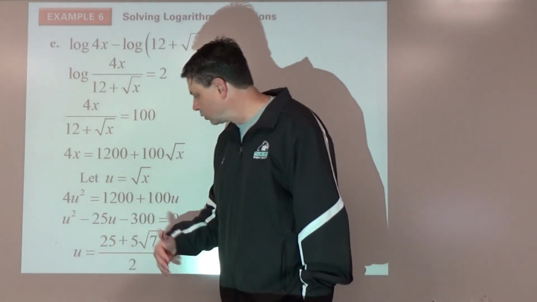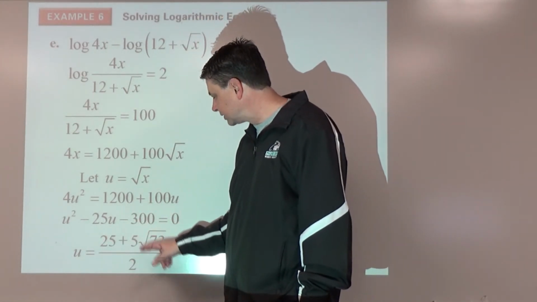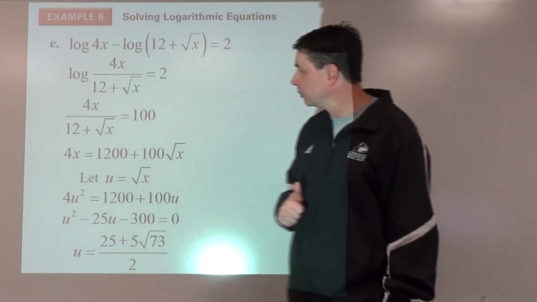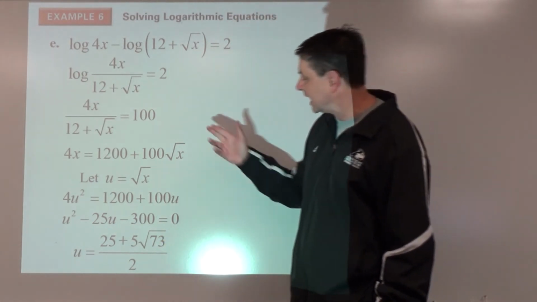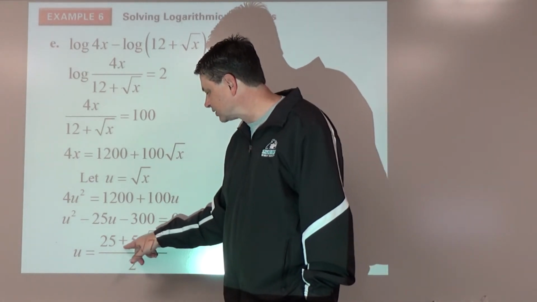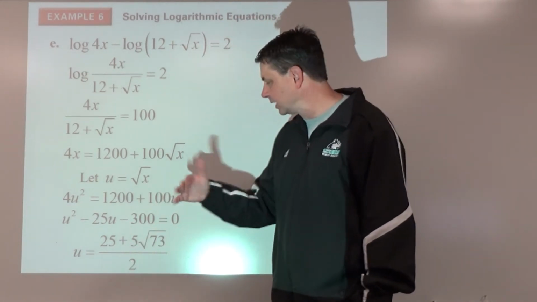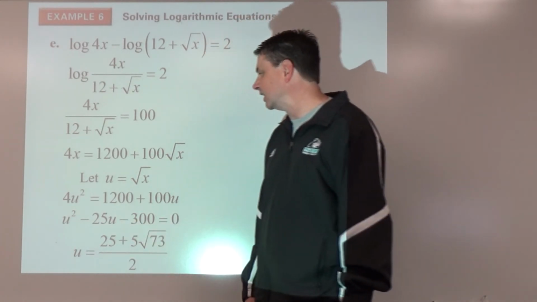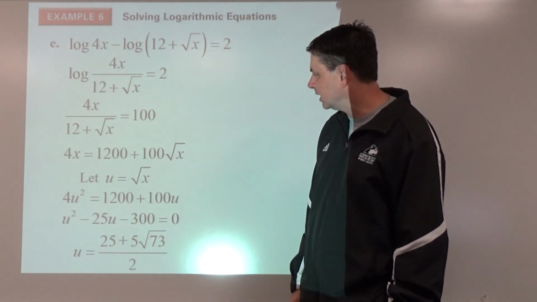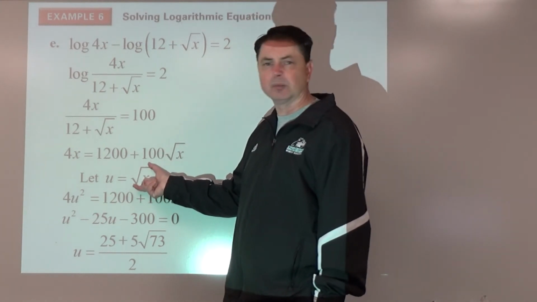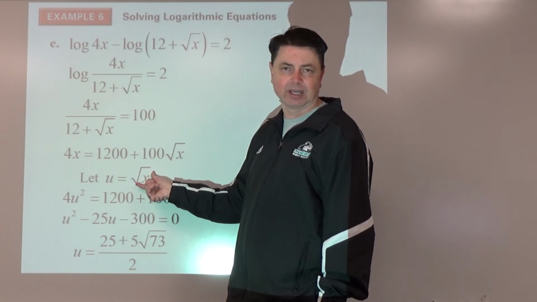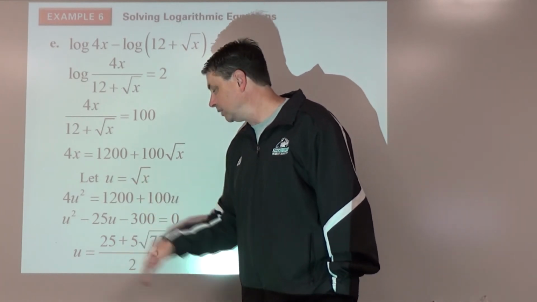U equals, by the quadratic formula, 25 plus 5 square root 73 all over 2. Remember, what are we solving for? We're solving for x. I didn't choose the minus one, remember, because the quadratic formula had plus or minus. But I believe the minus is going to give us a negative. And from this, u can't be negative. U is the square root of some number x. It's not going to be able to be negative. So we eliminated the negative there.